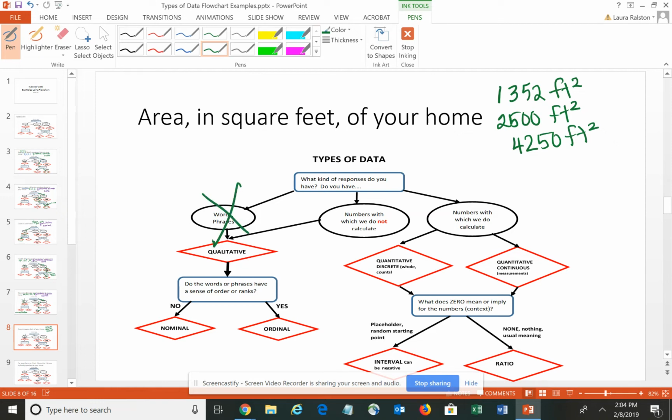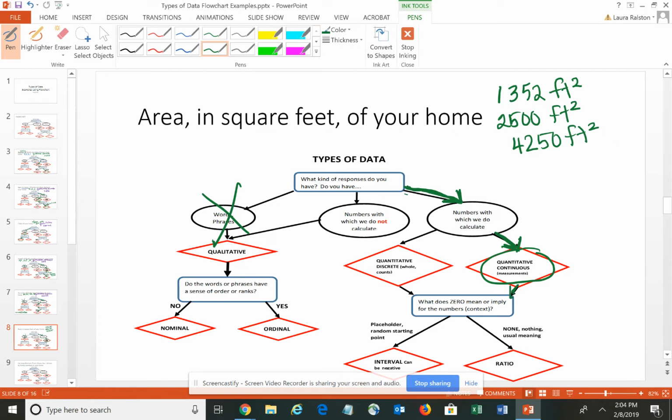Thinking about, would you calculate with that? Could we maybe find the average size of a home? Could we find the largest? Could we compare and say this house is bigger than that house? And the answer is yes. So we do calculate with that. So it's numbers with which we calculate. Again, in this case, it's really a measurement. Now, the examples that I gave you are whole numbers, but we're really measuring, because we would say the house could be a fraction or a decimal, so it is continuous. It's associated with a measurement.